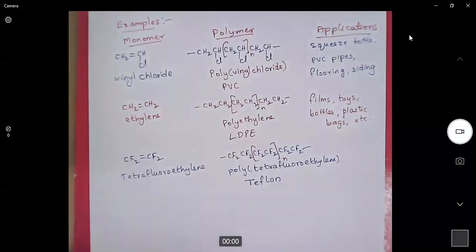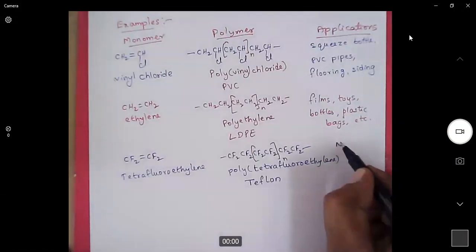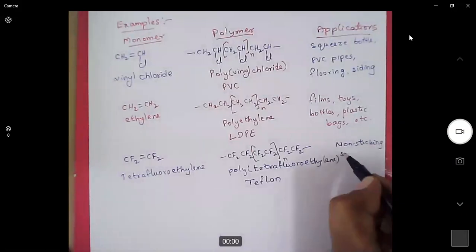It is used as a coating in non-sticky pans. The top layer coated on the non-sticky pans is Teflon, a polymer which is highly resistant to temperature. Teflon can resist up to 2000 degrees centigrade. So under normal cooking temperatures, Teflon will not undergo any chemical reaction. That is why it is used as a coating in non-sticky pans. So applications: non-sticking surfaces.